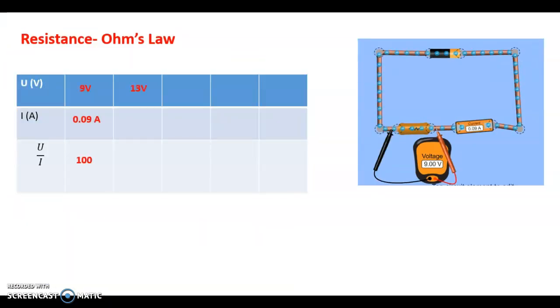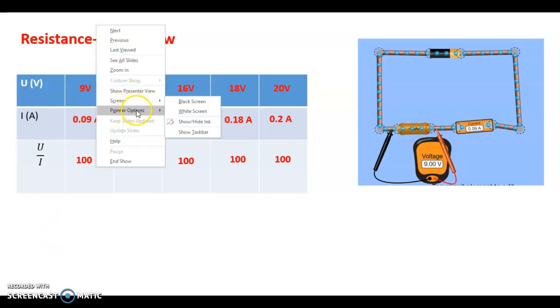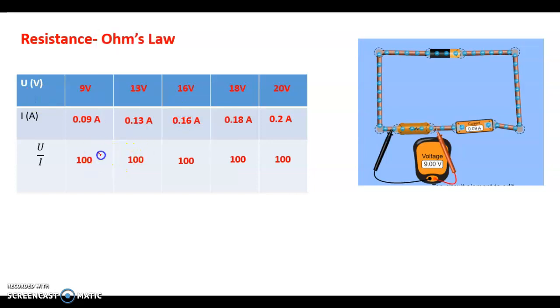Now the values are recorded in such a table for each case, and U divided by I for each case is calculated. Here it is 100 volt per ampere, because U is in volts and the current is in ampere, and so on for all. So I can just write it here, V per ampere for all. All right, so U over I is constant.